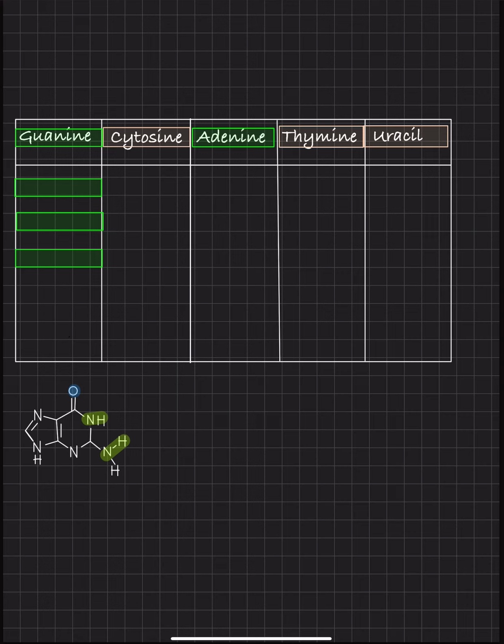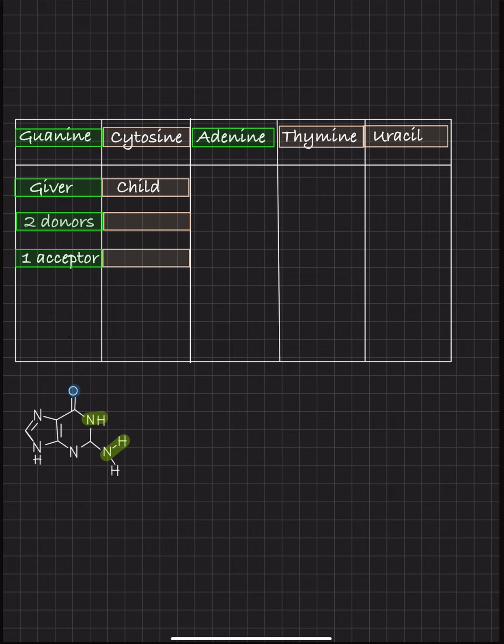Another thing for guanine is I remember that it is a giver. So it donates more than it accepts. It has 2 donors and 1 acceptor. And again, if you look at the bottom, you see in green the 2 donors, and oxygen is going to be the acceptor, so it has 1 acceptor.